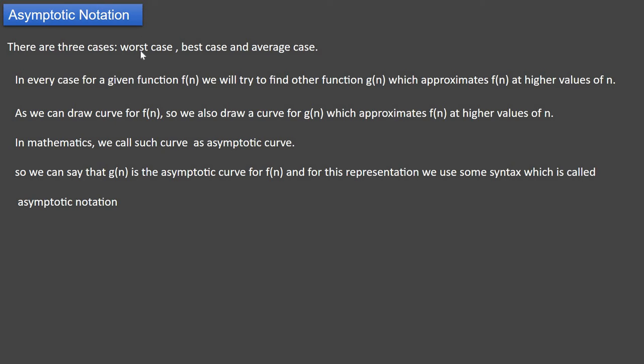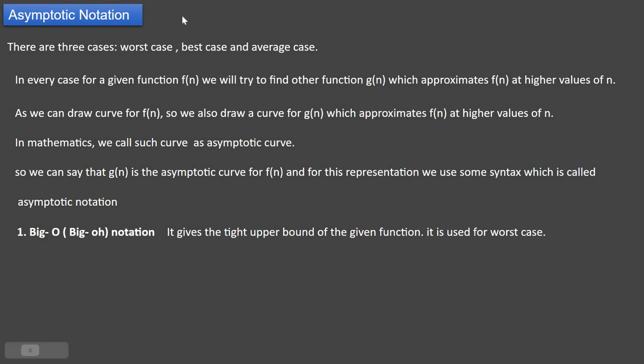What I'm trying to say is there are three cases: worst case, best case, average case. And for all three cases we are having f(n), and we are going to take some values and define g(n). And for g(n) we are going to draw some curve which is an asymptotic curve. So all three curves are going to be the asymptotic notation. So for the worst case, we are going to use the big O notation. It gives the tight upper bound of the given function. It is used for the worst case.